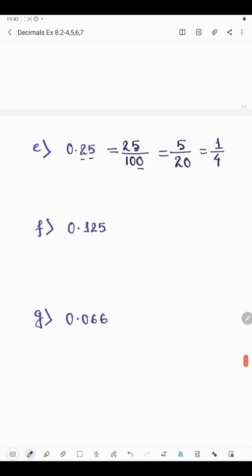Okay, now in the next part we have 0.125. Now here we can see that there are 3 digits, remember. So as I said, while writing a fraction we will remove the decimal at first and it will become 125. Now since there are 3 digits after decimal, so with 1, 3 zeros we will have. So the number of zeros will depend on the number of digits after the decimal.